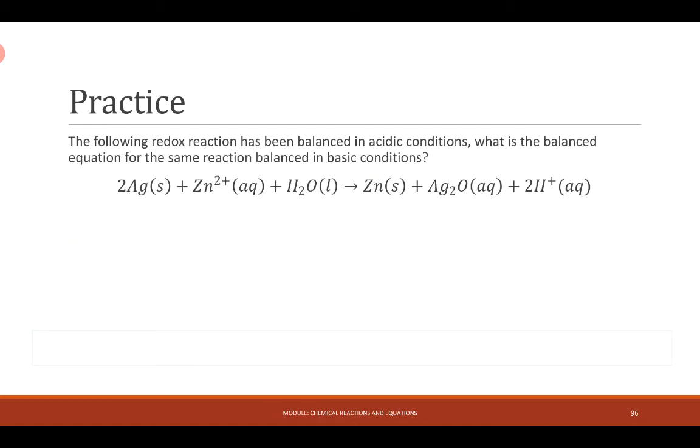All right, here's another practice problem for you. This one says that the following redox reaction has been balanced in acidic conditions, and you're asked to convert it into basic conditions. Pause the video and work this out, and then unpause the video when you're ready.